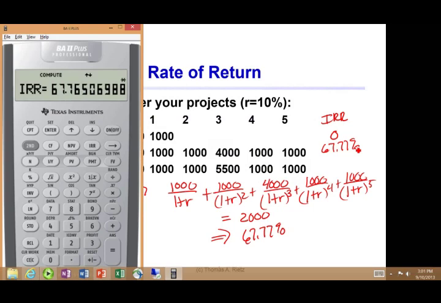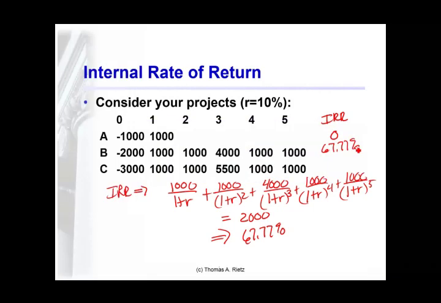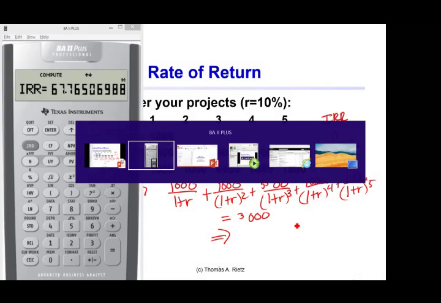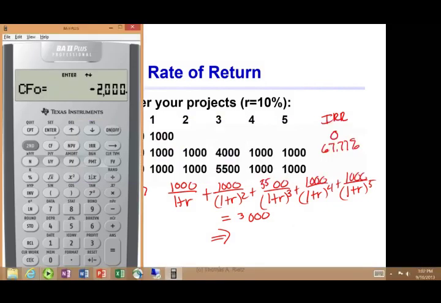For C, the only thing we change is the cash flow in year 3 and the cost. Sorry, that's 3. So let's see, cash flows, a $3,000 cost, 1,000, 1,000, 5,500. Internal rate of return compute, 51.35.